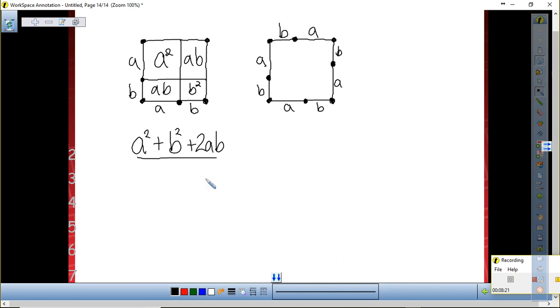Everybody there? Now check this out. We're going to connect the points that we just created. This one to this one. This one to this one. This one to this one. And this one to this one. It's a square. Bam!